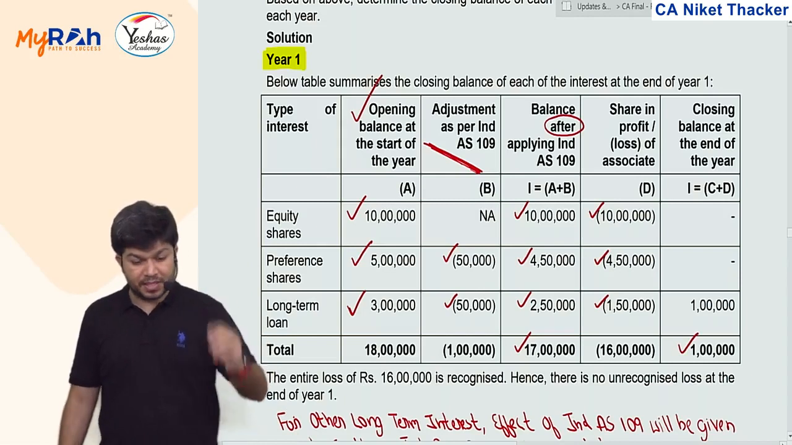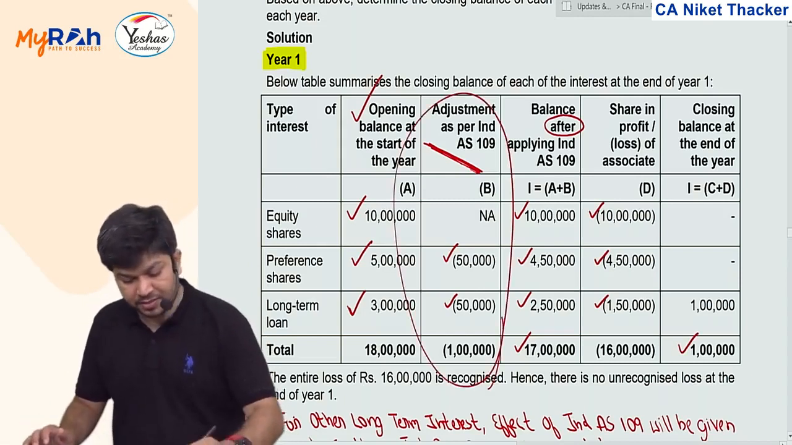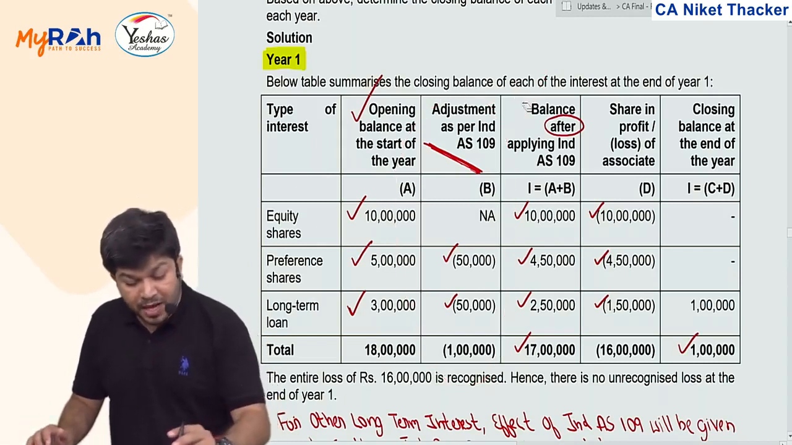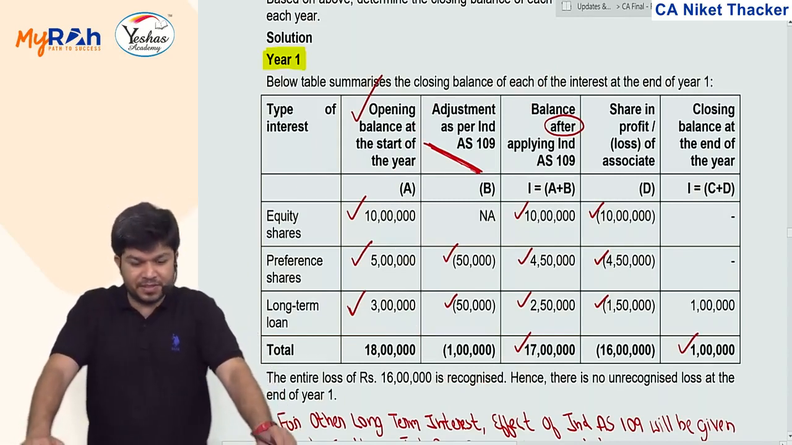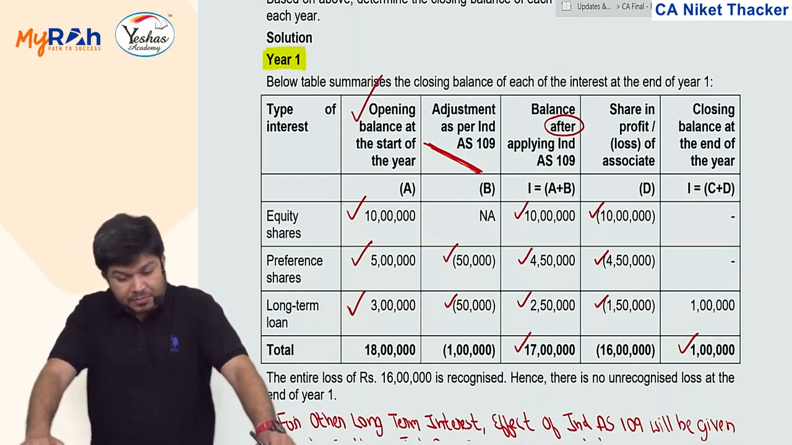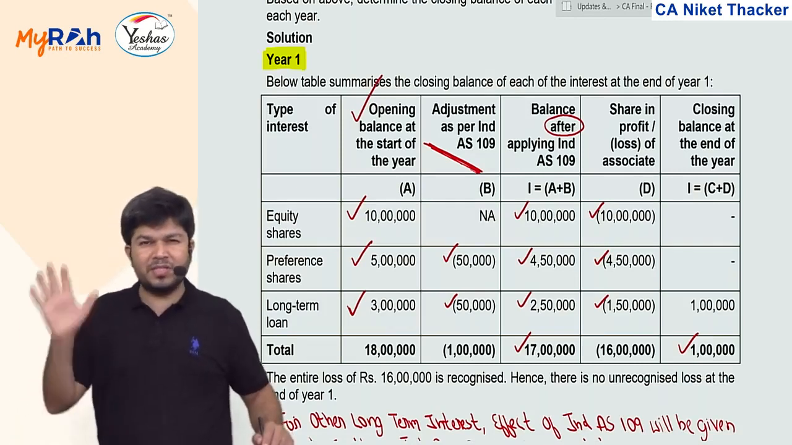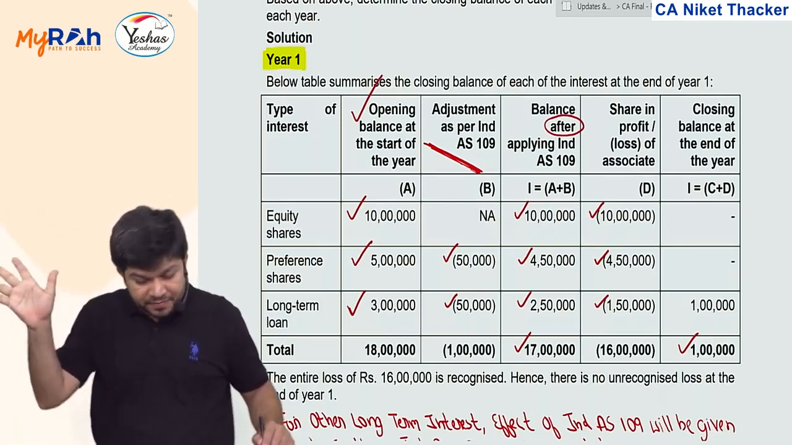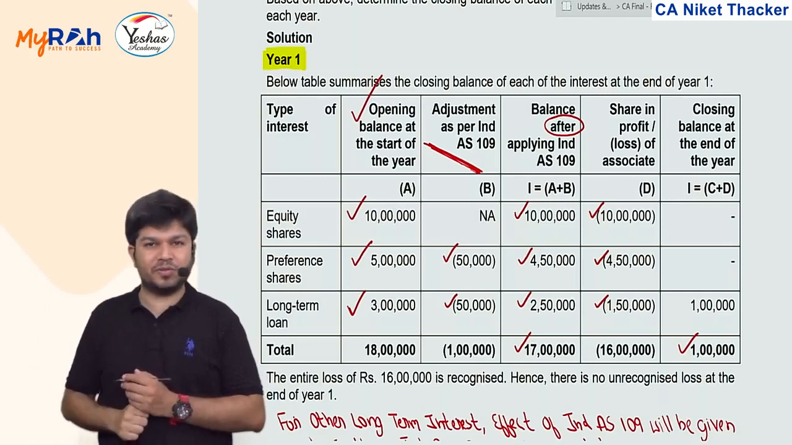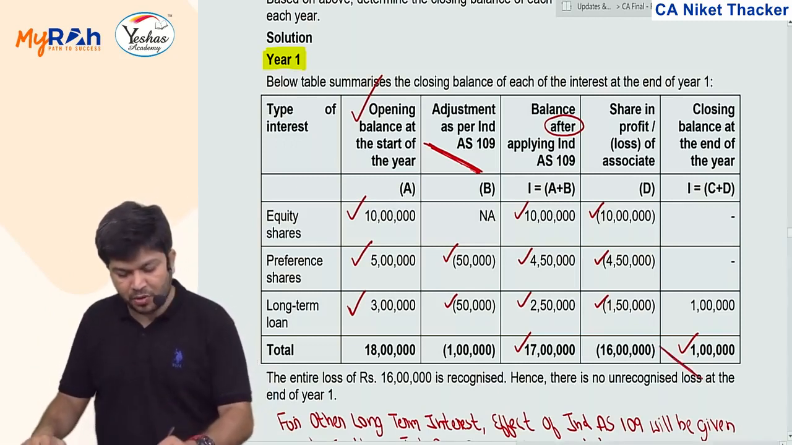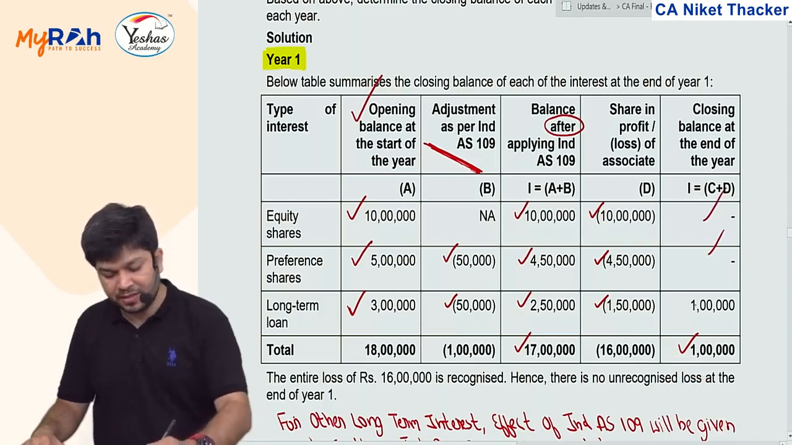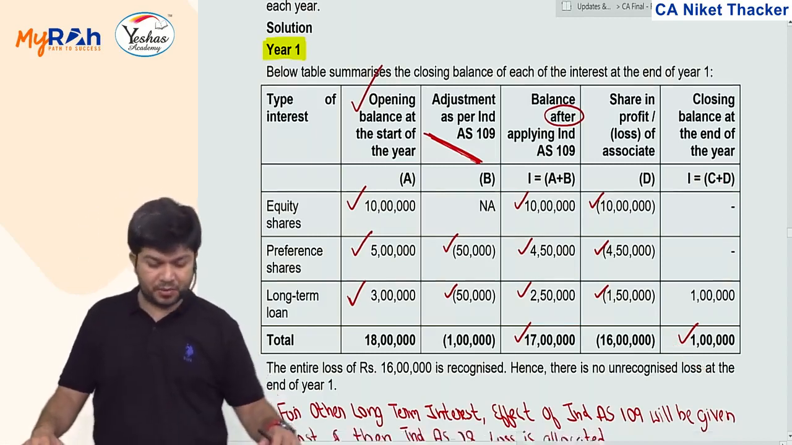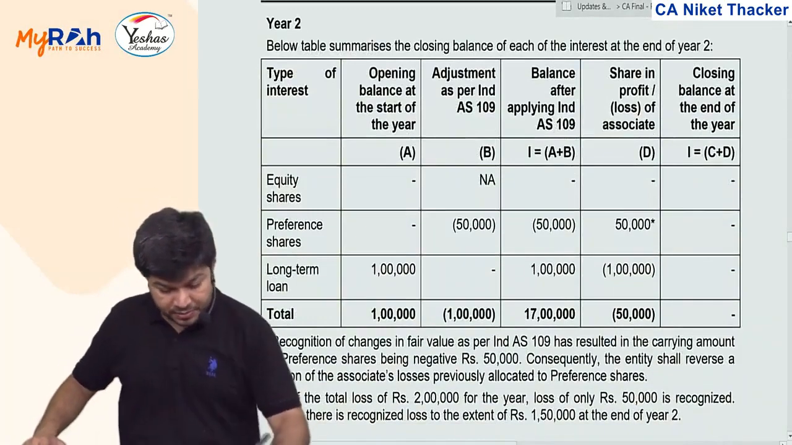So first apply 109, this is the balance, and after that the loss as per Ind AS 28. Equity will bear the loss first, then preference, then the long-term loans. 16 lakh loss is borne, 1 lakh balance remains. When I go to the second year, these are the balances: nil, nil, 1 lakh.